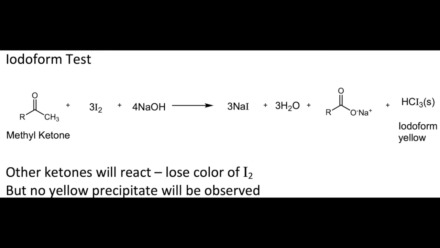The last test we will be taking a look at is the iodoform test. In this test, we have a methyl ketone reacting with iodine and sodium hydroxide to yield sodium carboxylate and iodoform. Iodoform will be observed as a yellow precipitate. Other ketones, not just methyl ketones, will also react and lose the color of iodine. However, no yellow precipitate will be observed.